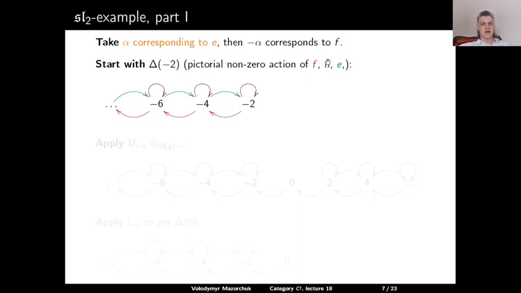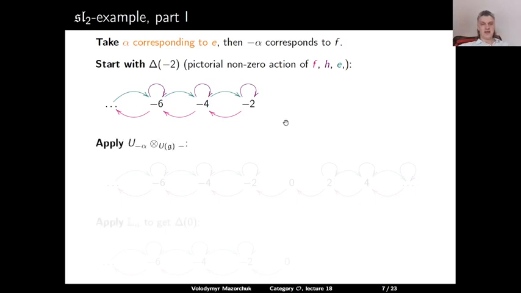The diagonal action of H is given by violet loops for each weight space, and the action of E is given by teal arrows, which go to the right. So the arrow represents a non-zero action of the corresponding element. So the module delta minus 2 looks as follows.